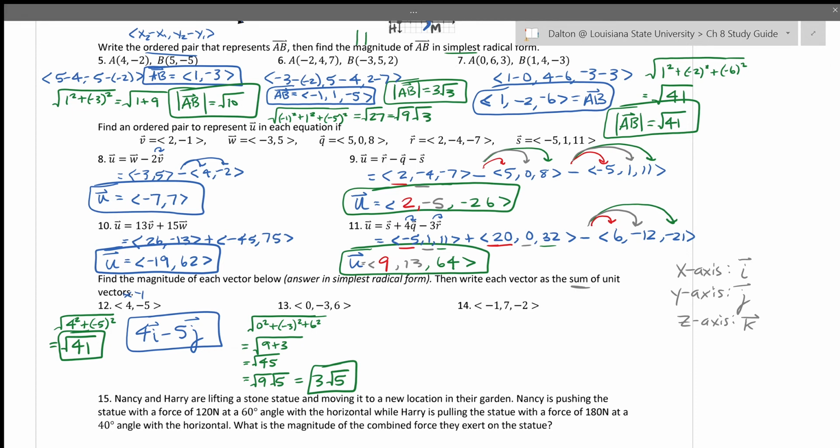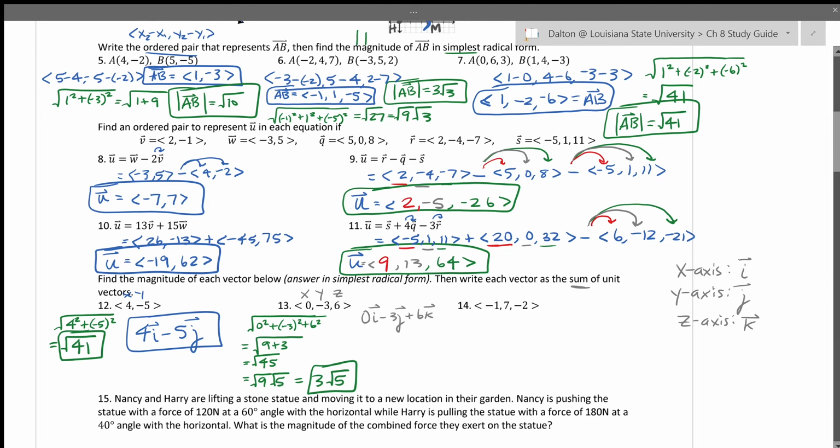As far as the unit vectors go for this one, again, these components are the coefficients, x, y, and z. These are the scalars that you're multiplying those unit vectors by. So this one's going to be 0 times vector i minus 3 times vector j plus 6 times vector k.